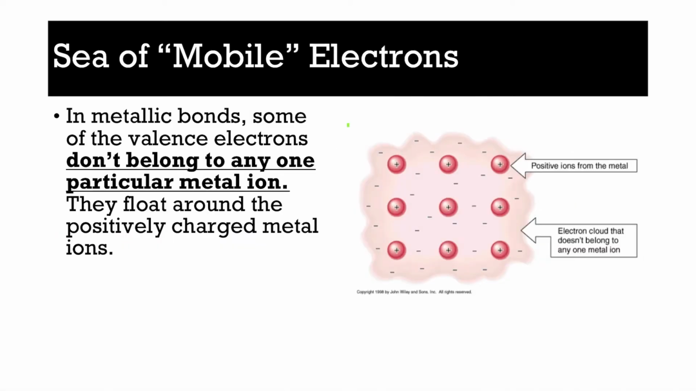So moving forward, in the sea of mobile electrons in metallic bonds, the valence electrons don't belong to any particular atom. They're just kind of floating around there. For example, this electron may at one point belong to that ion, and then it's going to move, and later it will belong to this one, and then it will move again, and it will belong to that one. It just kind of gets bounced around between these ions.